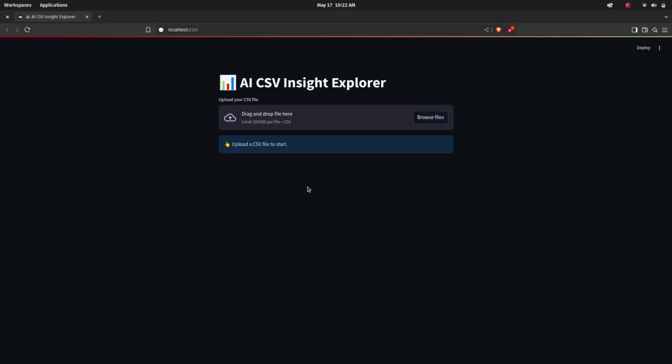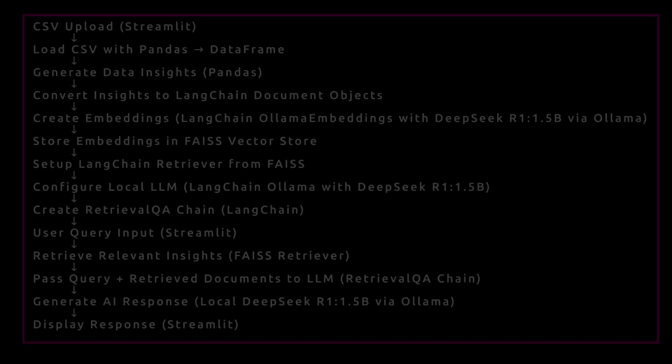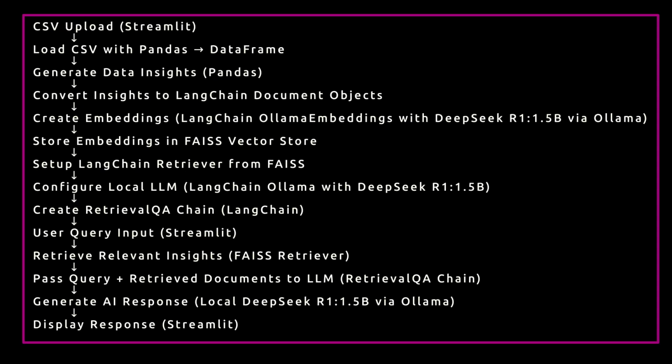So here's the project workflow. First we have CSV upload, then load the CSV with pandas into a data frame, and then generate data insights, convert insights to LangChain document objects, and then create embeddings, and then store the embeddings in a FAISS vector store, and then set up a LangChain retriever from FAISS, configure the local LLM, create a retrieval QA chain, then we have user query input, retrieve the relevant insights, and then pass the query plus retrieved documents to the LLM, and then generate the AI response, and finally display the response.